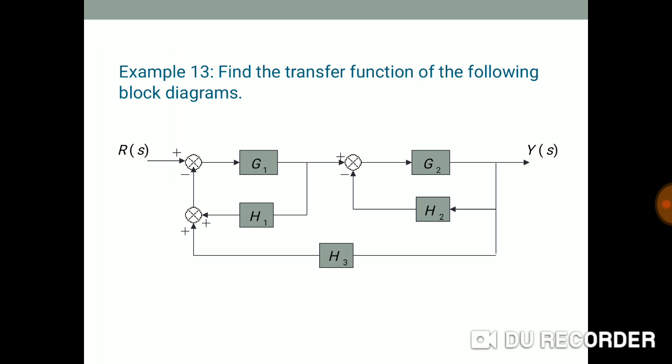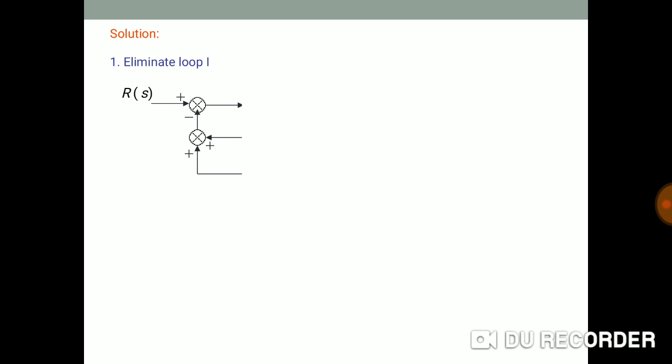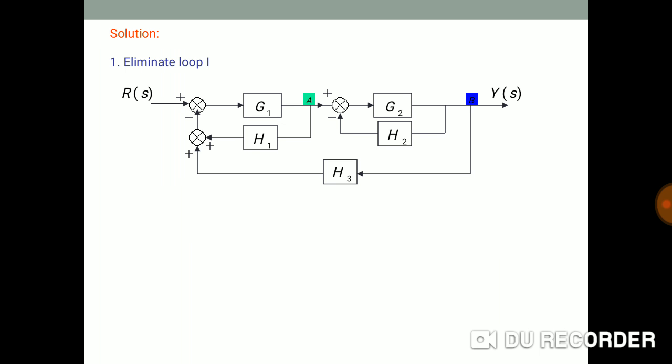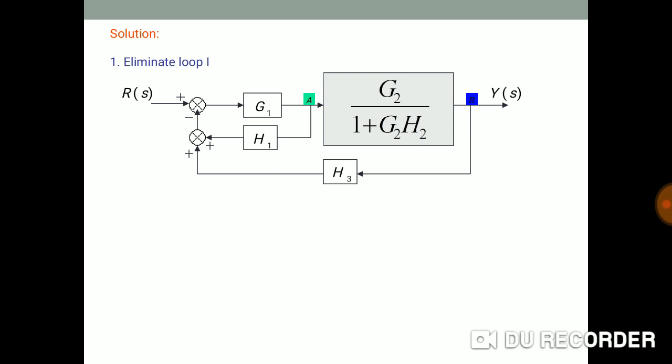Then find the transfer function of the following. Here it is. First eliminate the loop number 1. Here it is, whatever A is written, we'll solve this first loop. Then here it is A G2 divided by 1 plus G2 into H1 we will get. The next one is we'll move the point A behind the block.